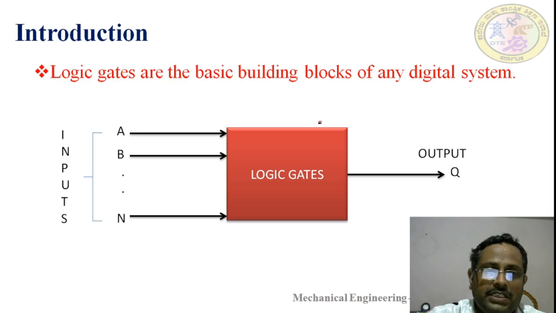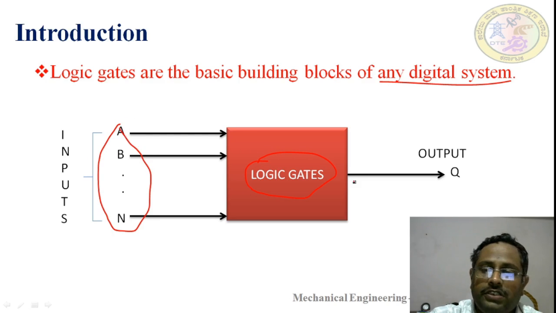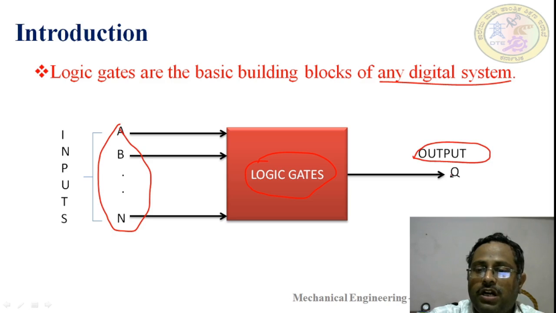Next we will see what are logic gates. Logic gates are the basic building blocks of any digital system. The digital system is an integral part of all electronic devices. Nowadays our life is full of electronic devices. These digital circuits are built using logic gates. These logic gates operate with one or more inputs and give only one digital output. The inputs are digital signals only, that is binary numbers, 0 and 1.